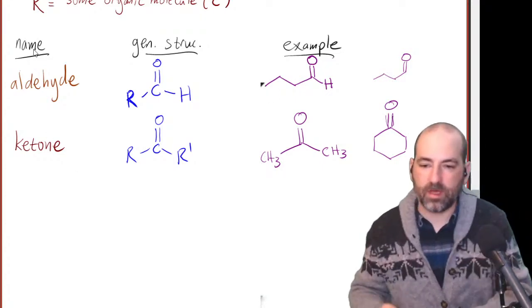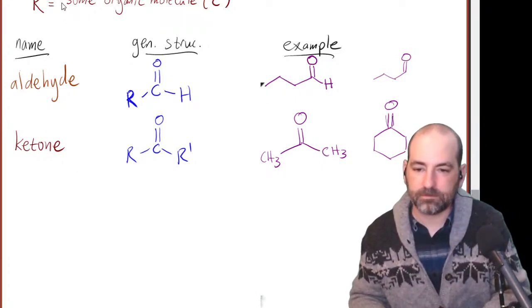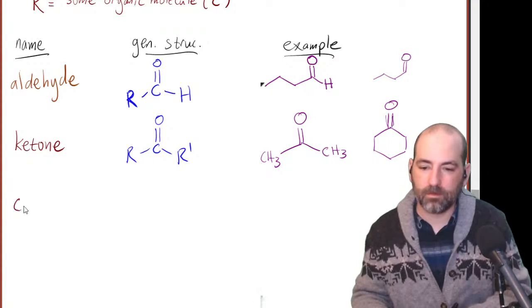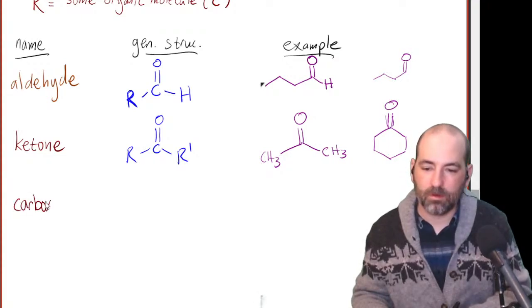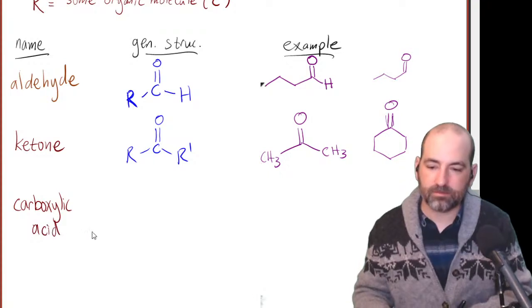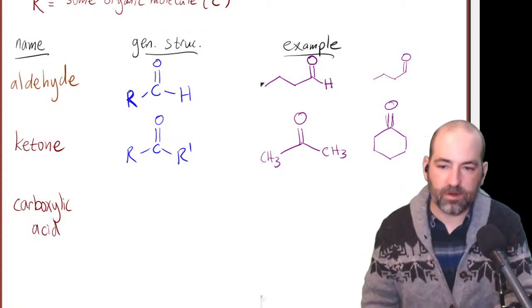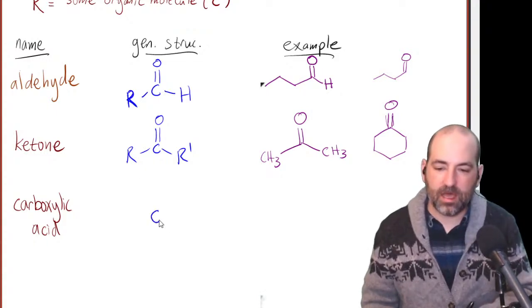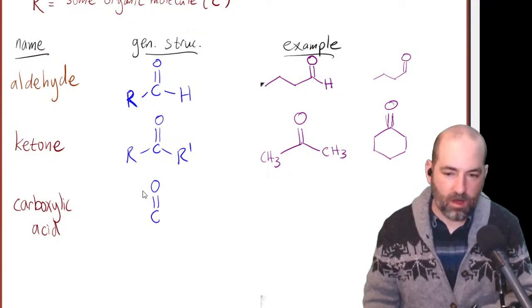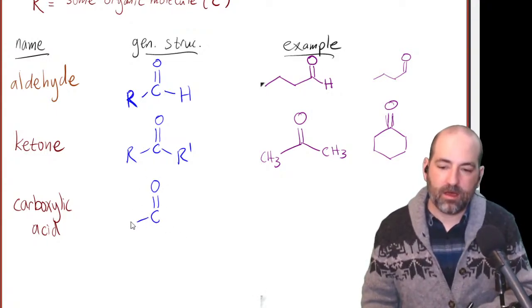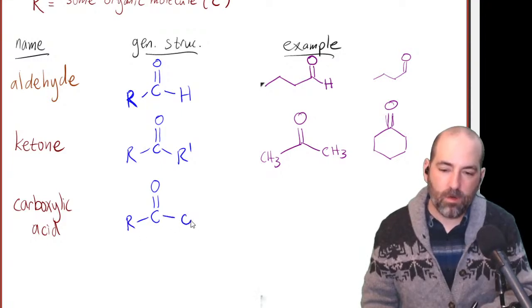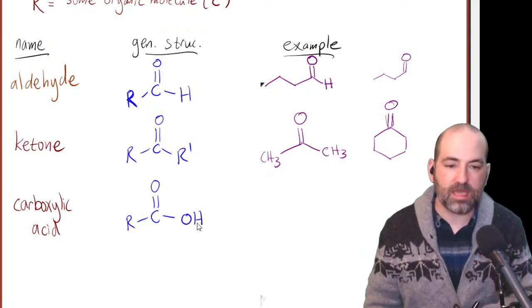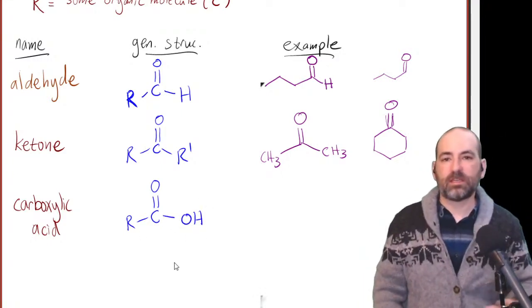All right, so next we have the carboxylic acid. This is going to be the source of acidity for organic molecules, organic acids. This time we've got the carbonyl. Notice that's in all of these. And an R on one side, and then an OH on the other side. And this H is very acidic, which means that it can come off easily.